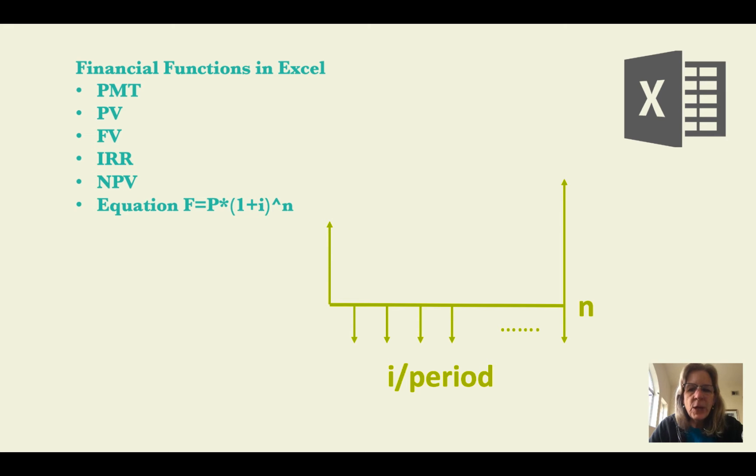When we look at engineering economy topics, we often refer to a timeline, which is called a cash flow diagram, there in green. I'm going to be talking about how we use these functions and represent them in that cash flow diagram. So the first one I'm going to talk about is the payment function.